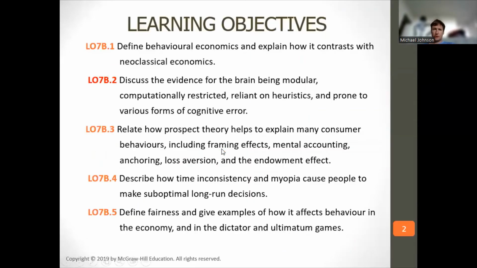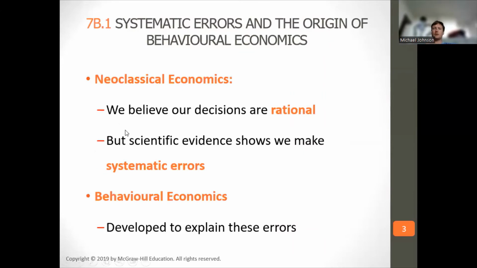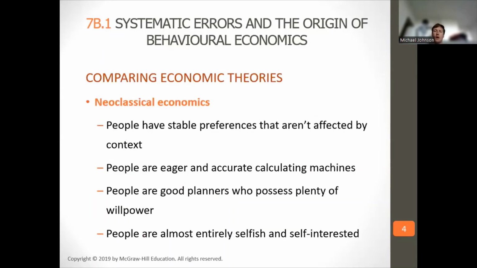Behavioral economics. So neoclassical economics shows that we believe our decisions are rational, but it shows that we make systematic errors, and behavioral economics goes through that. So neoclassical economics goes through that people have stable preferences that are unaffected by context. People are accurate in calculations. People are good planners, possess plenty of willpower, and people are almost entirely selfish and self-interested. So that's what they believed in the beginning of economics.